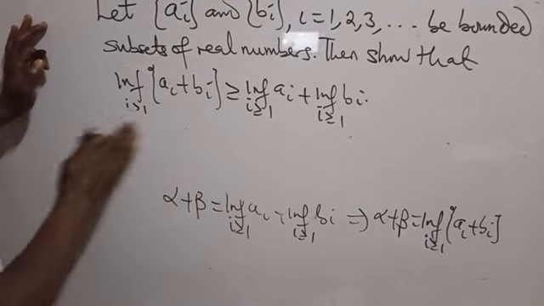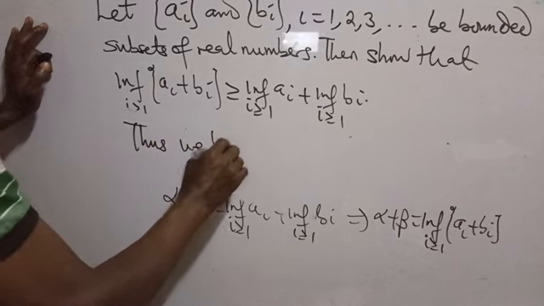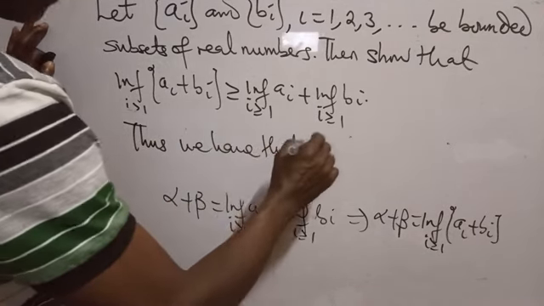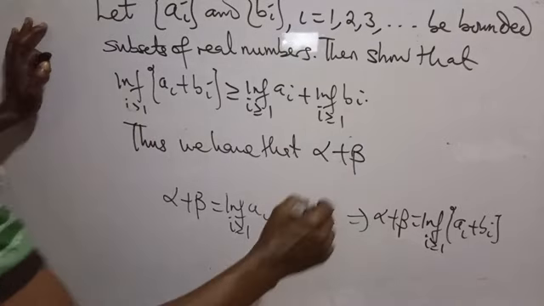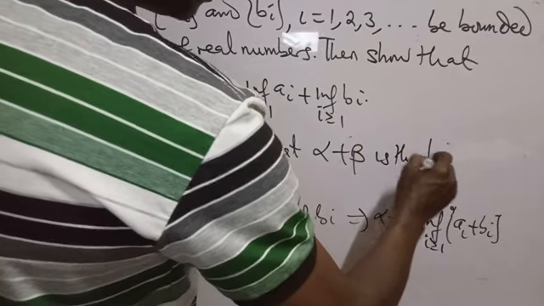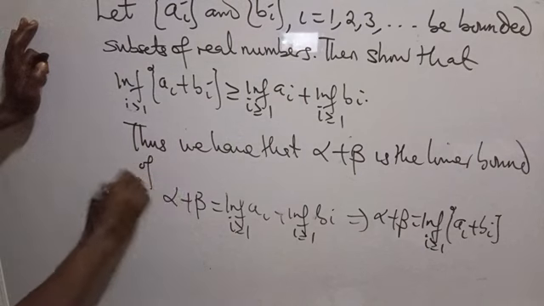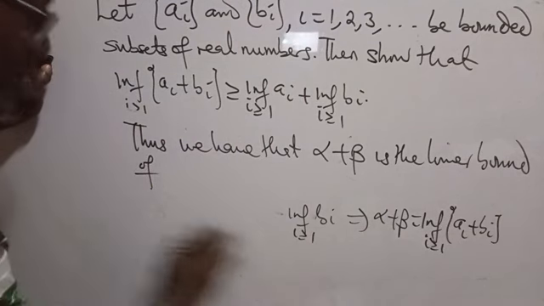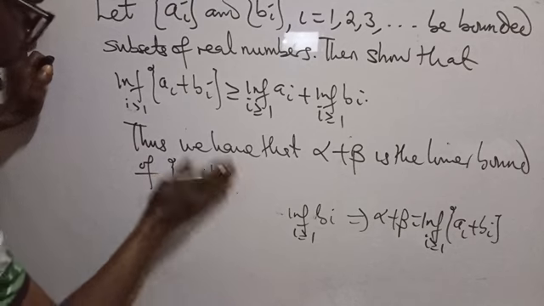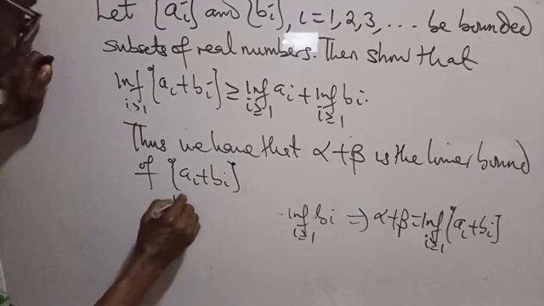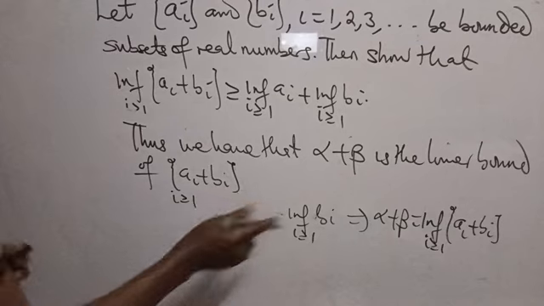So in other words, now we can say, it is clear that, let's write it there, thus we have that alpha plus beta is the lower bound of the sum A_i plus B_i, with i greater than or equal to 1.